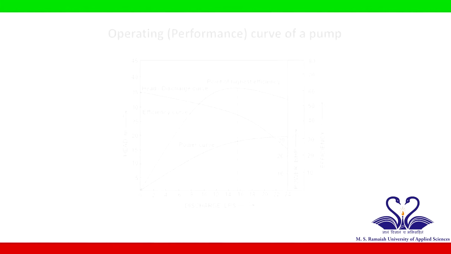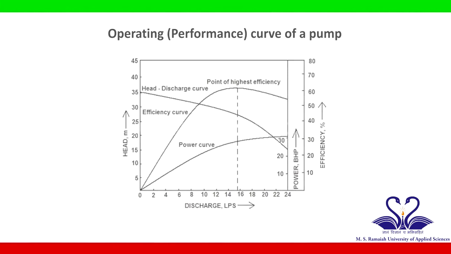Pump operating curve. A pump curve gives information regarding the head developed by the pump for a particular discharge, or it may give us the amount of discharge the pump releases for a particular head. It also contains the efficiency and power consumed by the pump. The point at which the pump is allowed to operate at its highest efficiency is called the best efficiency point or BEP.